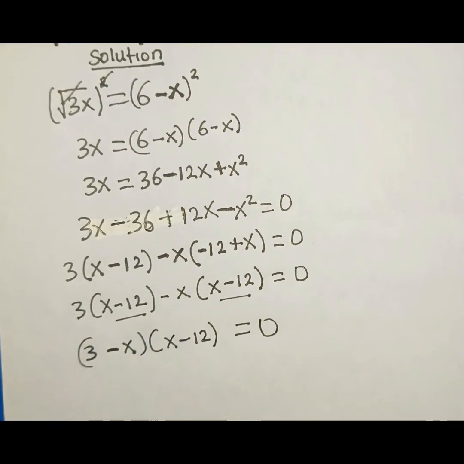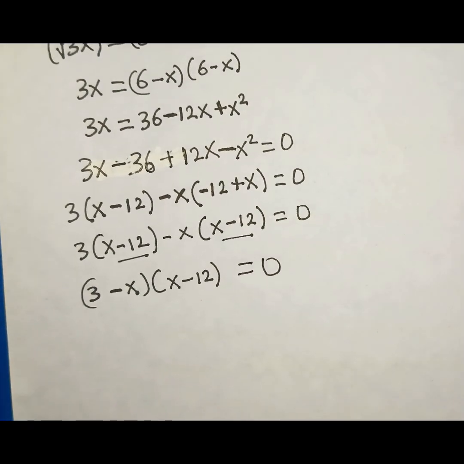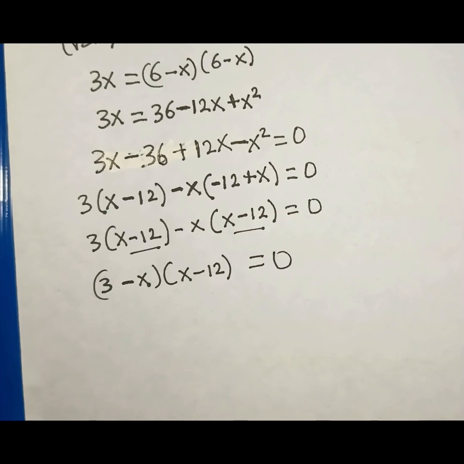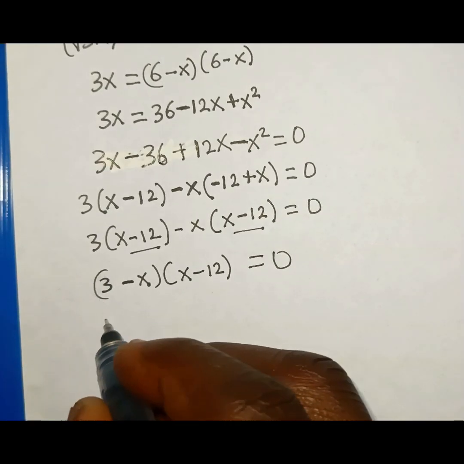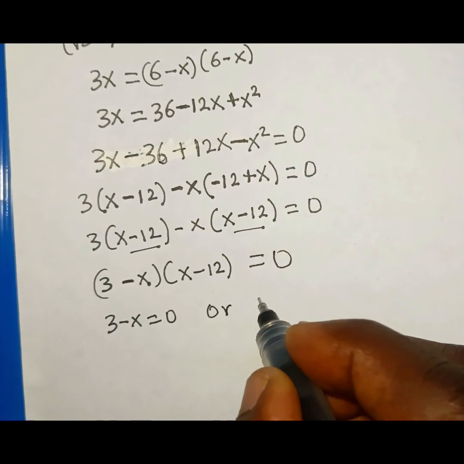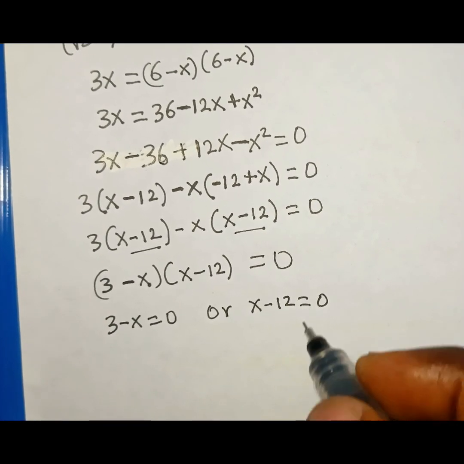Now from here we are going to recall that when two terms multiply to be 0, either the first one is 0 or the second one is 0, but we don't know which one is 0 exactly. So we are going to equate the first term, 3 minus x, to be equal to 0, or x minus 12 to be equal to 0. So here we have two cases now.